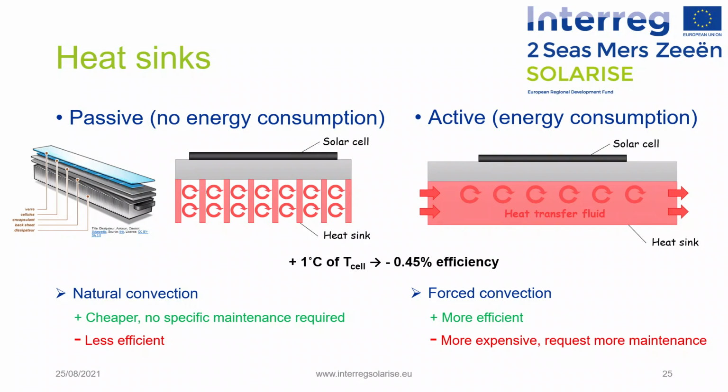Then for CPV technology, 2 main methods of solar cell cooling are considered. Passive cooling that requires no energy consumption and which is based mainly on natural convection, and for which heat cannot be recovered. And active cooling that requires energy consumption to make a cooling fluid circulate. Active cooling is based on forced convection and the heat can be recovered and used for a different application.